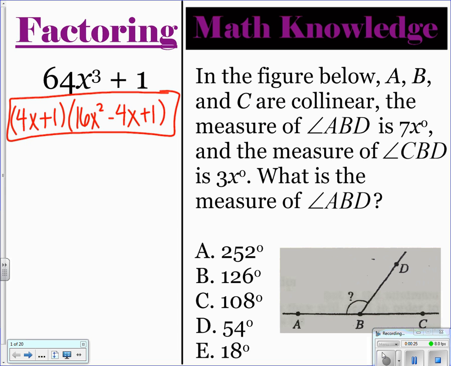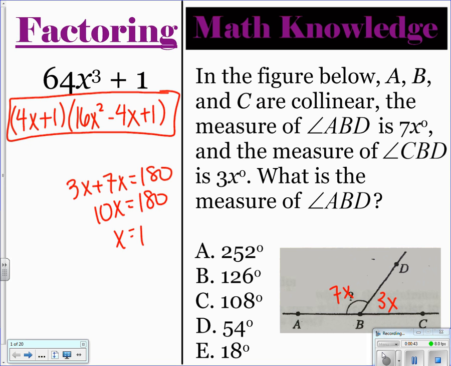Now on this one, it tells us that angle ABD is 7x, and angle CBD is 3x. Well, those two angles are a linear pair, so they are supplementary. So 3x plus 7x equals 180. So 10x equals 180. So that means that our x value is 18.